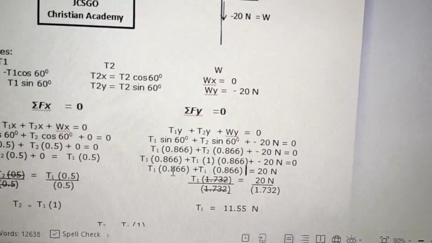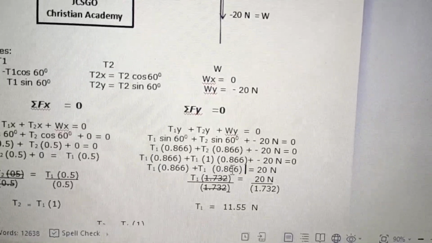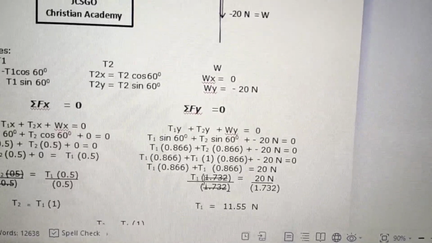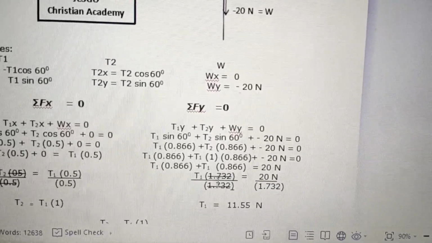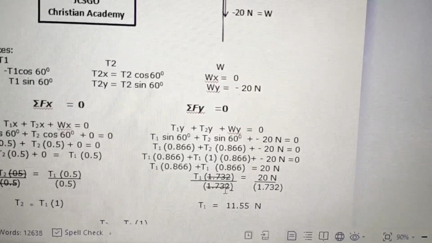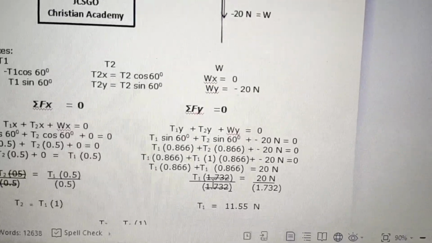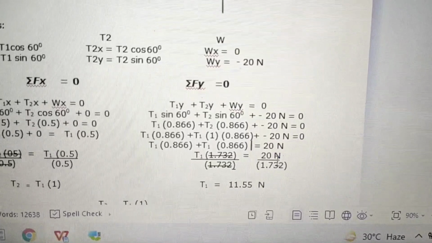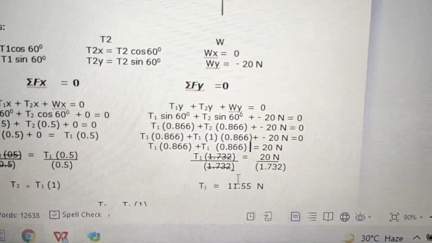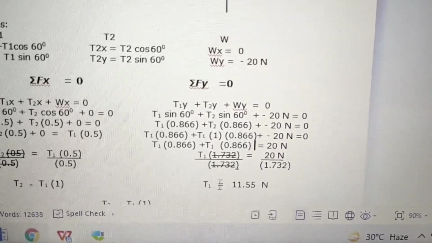So T1 0.866 plus T1 0.866, it becomes T1 1.732 is equal to 20 newtons. Now divide both sides by 1.732. We cancel this one, it becomes T1. So 20 divided by 1.732, we have 11.55 newtons.